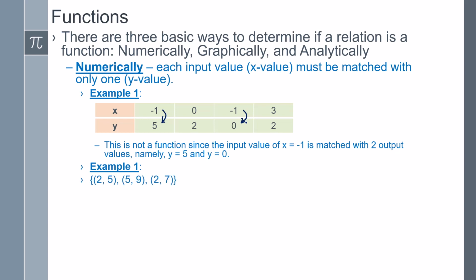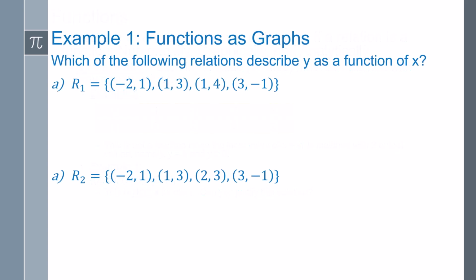Let's look at another example. If I just have these 3 points here, well, 2 is matched to 5 and 2 is matched to 7. Again, this is not a function because my one x value, 2, is matched to two different y values. Let's look at a few others. This time we have 4 points. 1 is matched to 3 and 1 is matched to 4. So this is not a function.